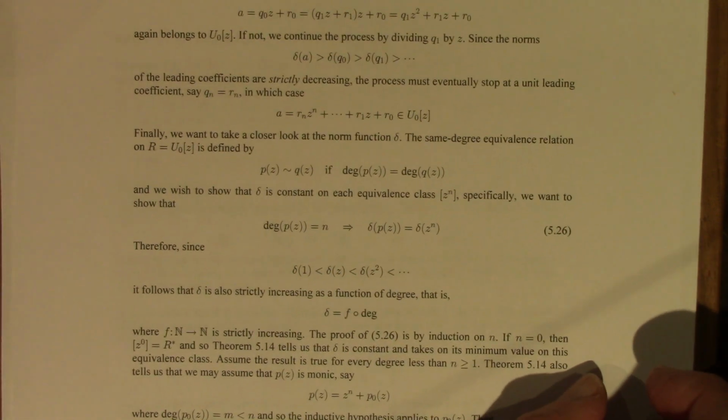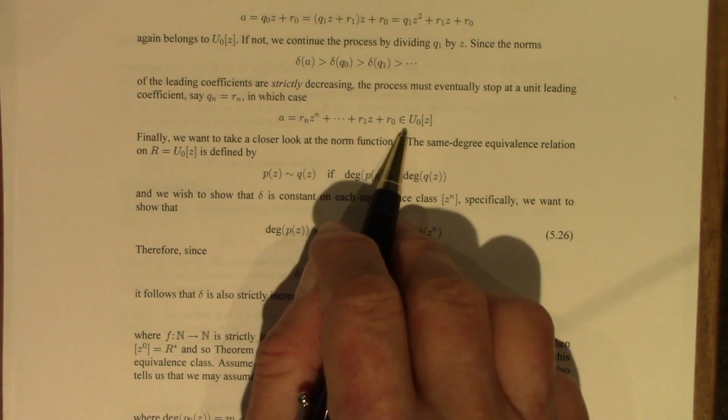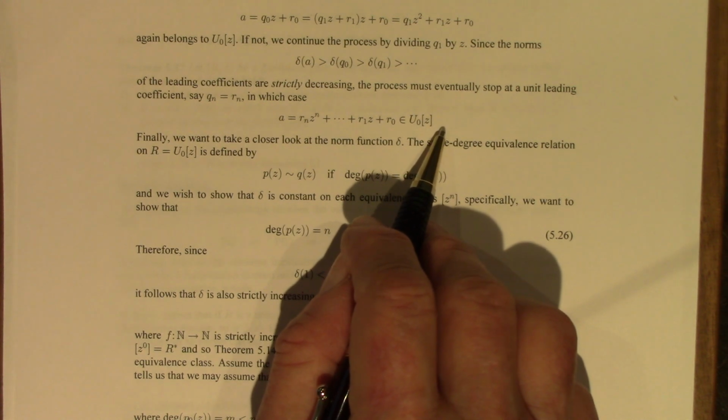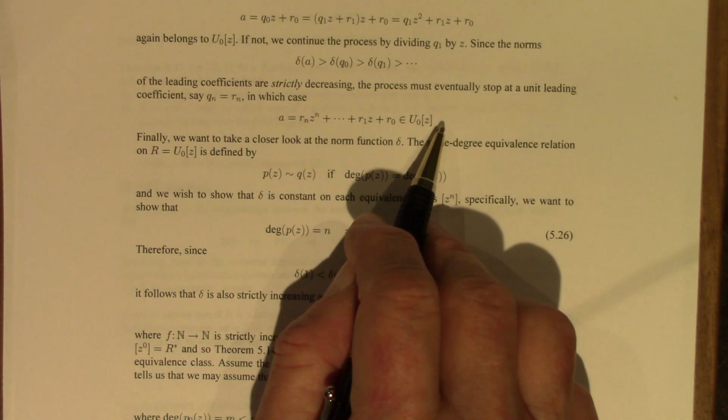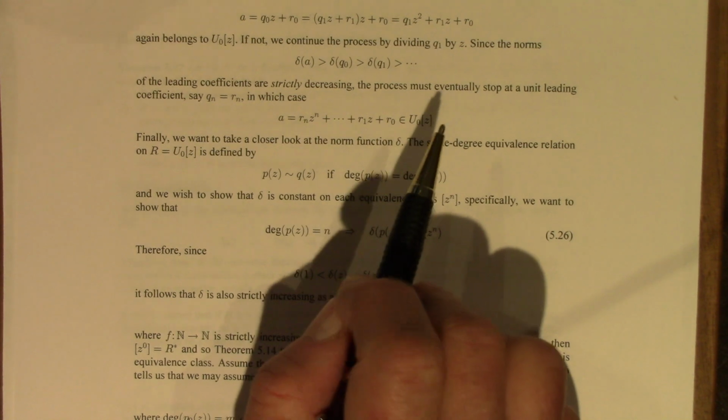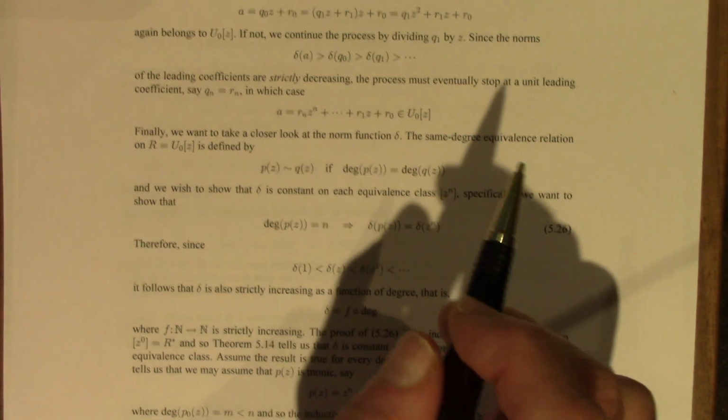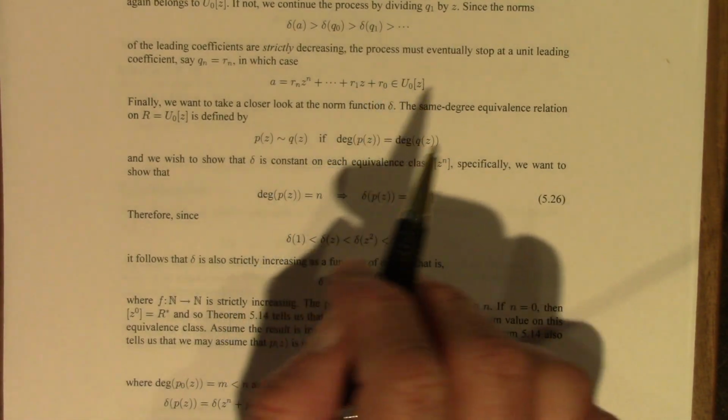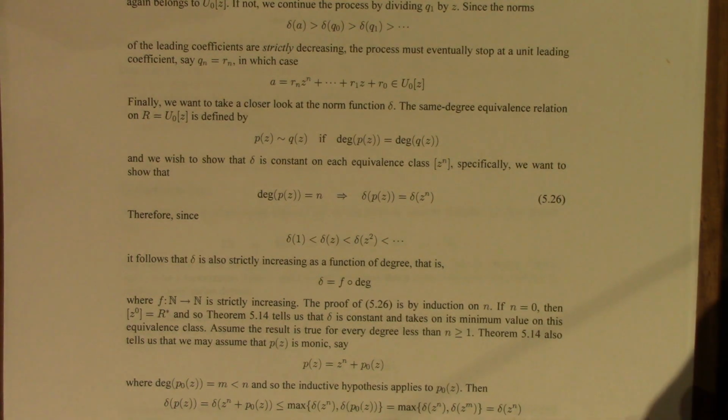And A is indeed a polynomial over U naught of Z. Okay? An argument well worth going over. Finally, we want to take a closer look at the norm function.